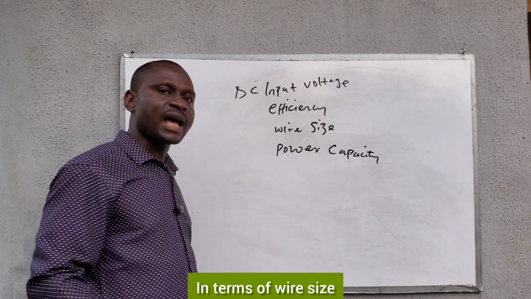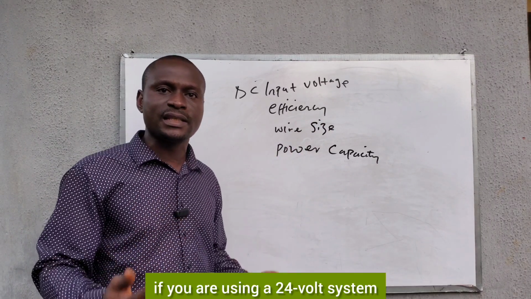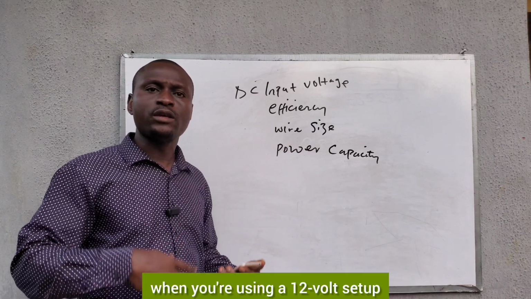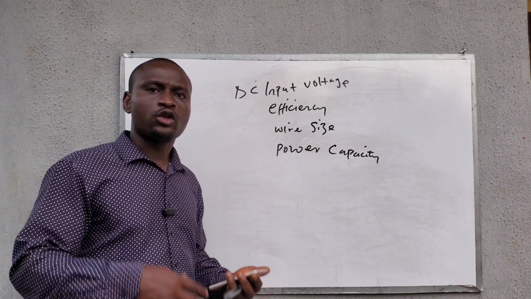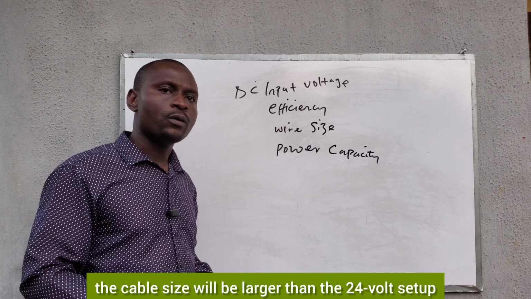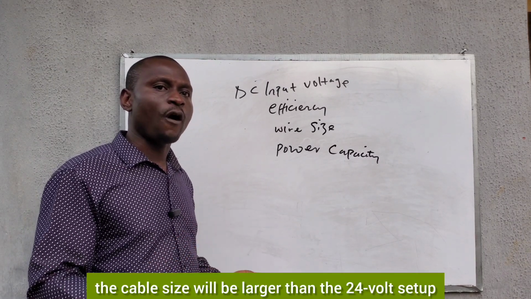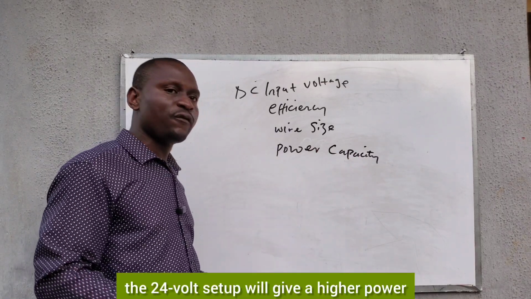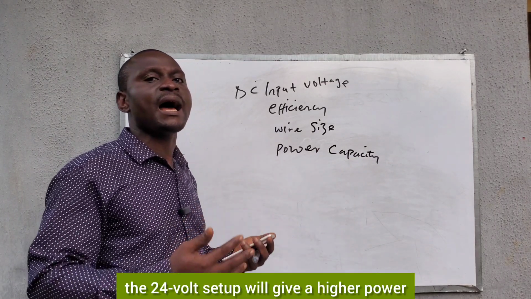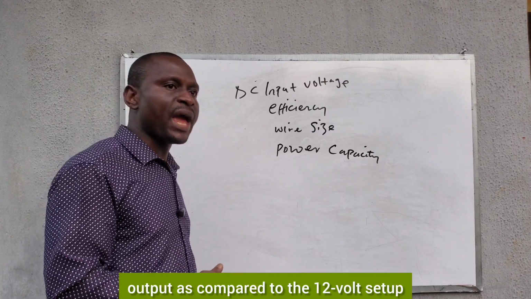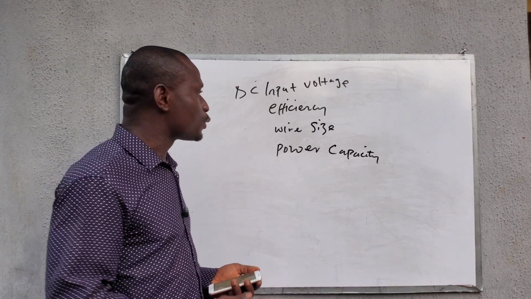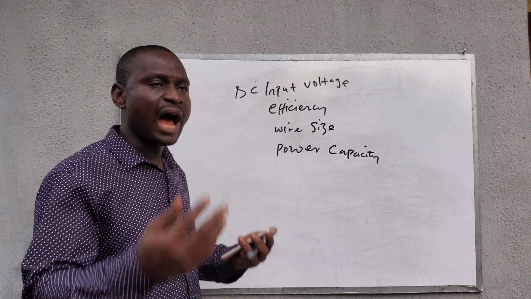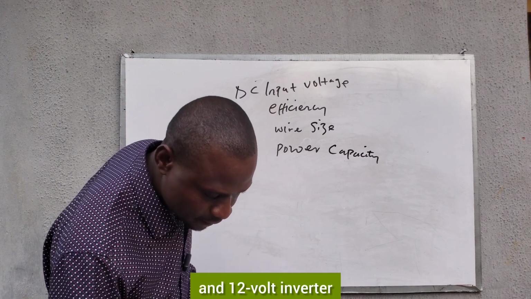In terms of wire size, if you are using a 24 volt system, your cables will be smaller as compared to when you're using a 12 volt setup. For a 12 volt inverter, the cable size will be larger than the 24 volt setup. Then for power capacity, the 24 volt setup will give a higher power output as compared to the 12 volt setup. So these are the few differences that we have between the 24 volt and 12 volt inverter.